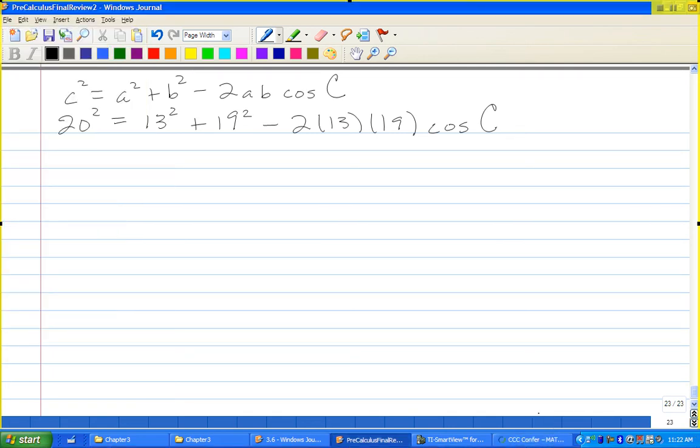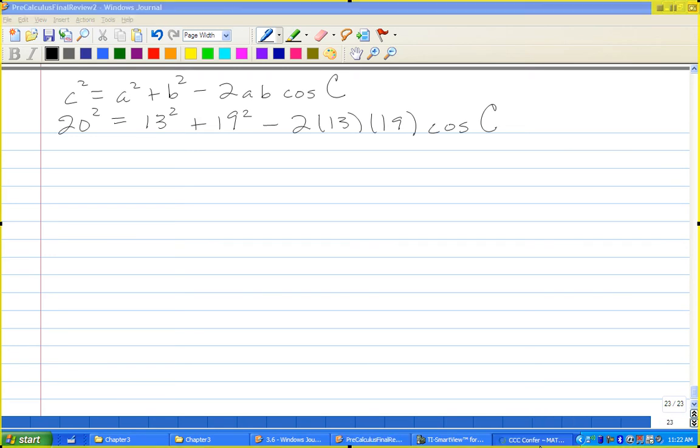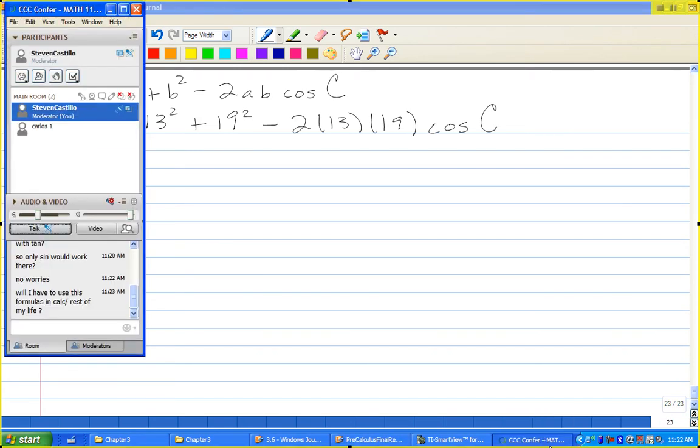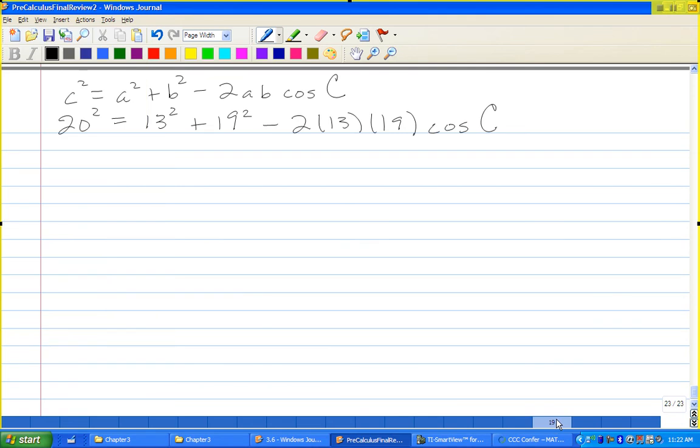If you're going to be an engineer, yes. So the answer is yes. If you're going to, for engineering, the answer would be certainly yes.